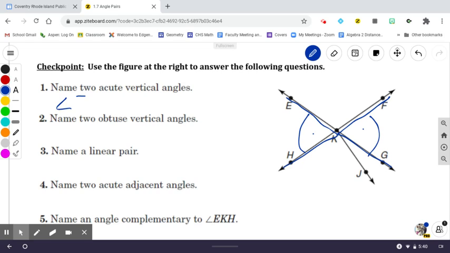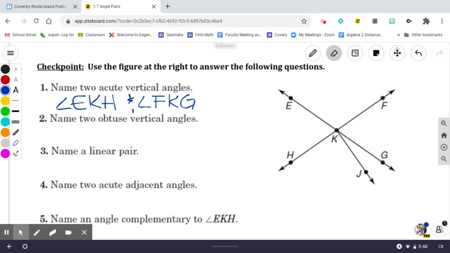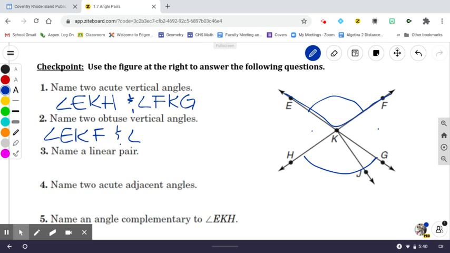So angle EKH and angle FKG. Those would be acute vertical angles. Okay. Next, two obtuse vertical angles. So if those two were acute vertical angles, this one and this one would be obtuse vertical angles, bigger than 90 and vertical, opposite each other. So that's going to be angle EKF. That's this top one here. And angle HKG.